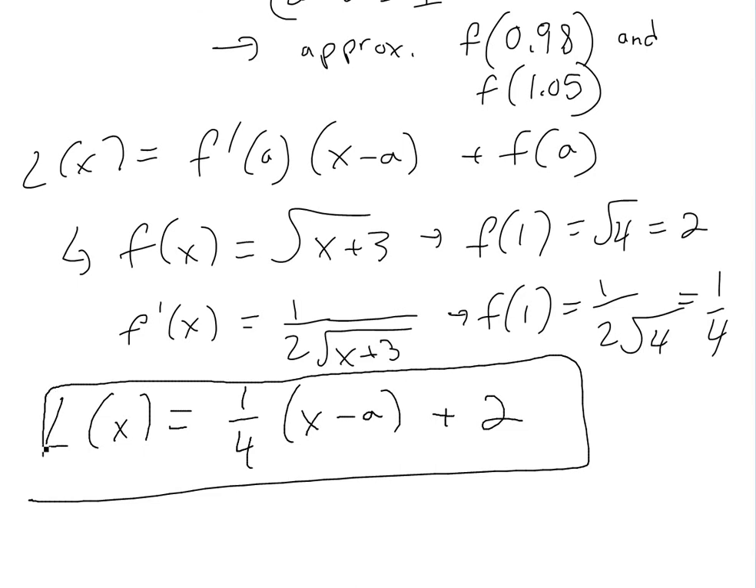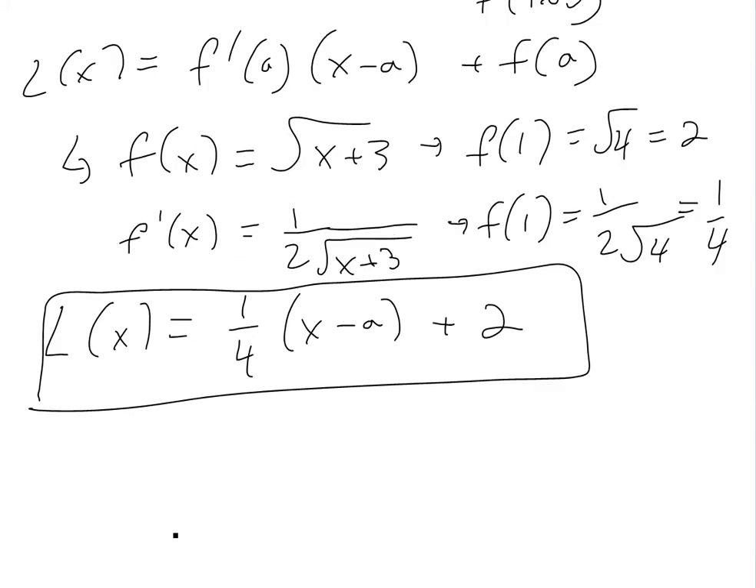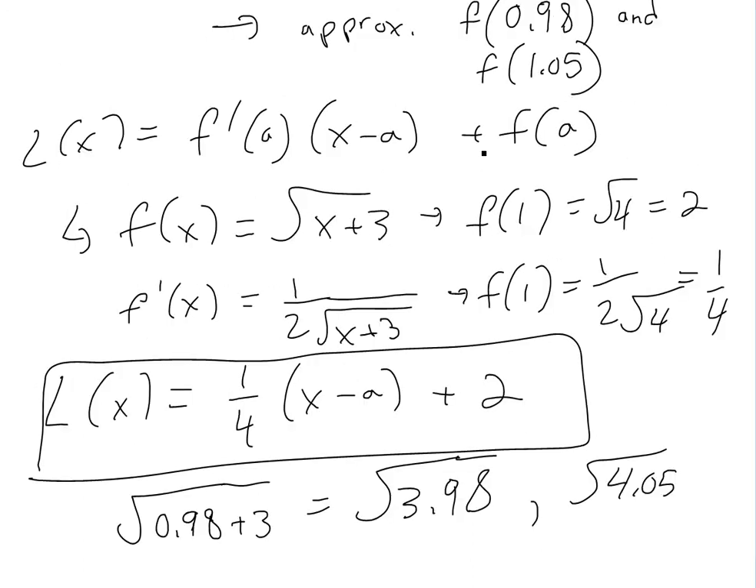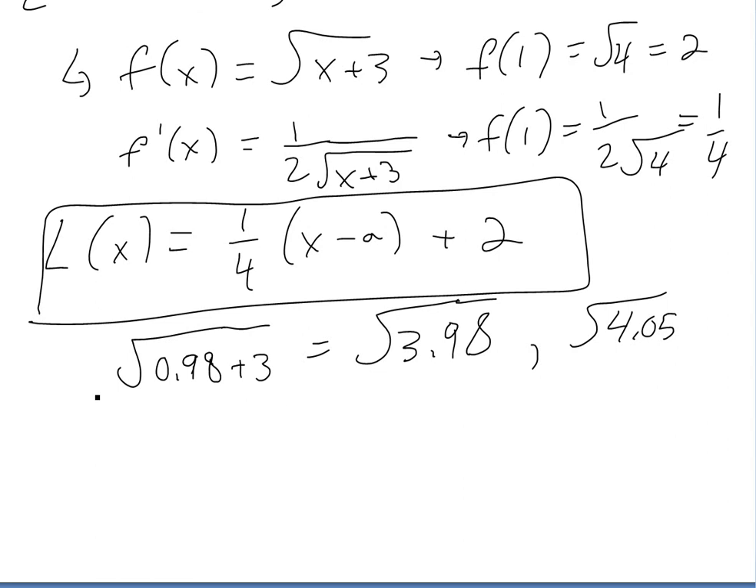Now we could use this to approximate, well, 0.98. That's where an x is, because we have base 0.98, you're going to get the square root of 0.98 plus 3, which equals the square root of 3.98. So it's going to be close to 2, and similarly the other one is going to be 4.05. That's this one here. But then all we have to do is plug in these numbers inside. We're going to get a rough number for it.